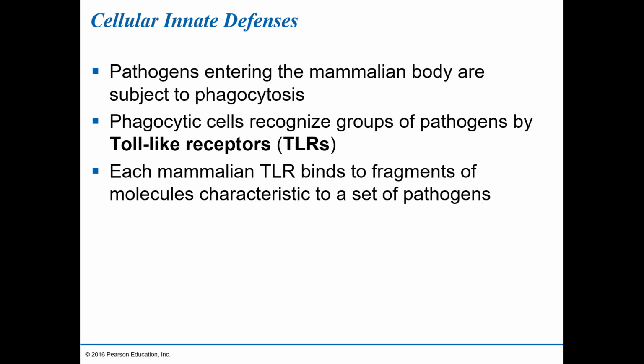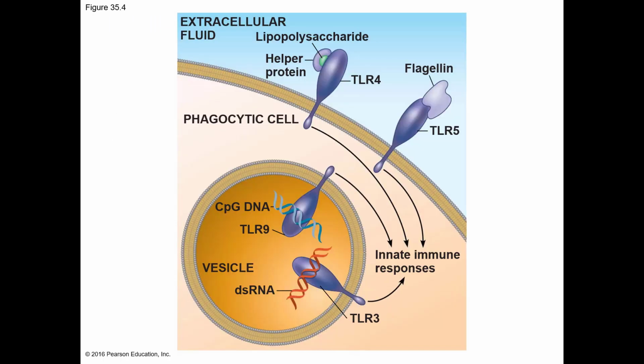Pathogens that enter the mammalian body are subject to phagocytosis, where those cells recognize that that's not something that should be there, and they engulf and take them in. The lysosomes attach to that little vacuole that was formed, and it dissolves it and spits it back out of those cells.